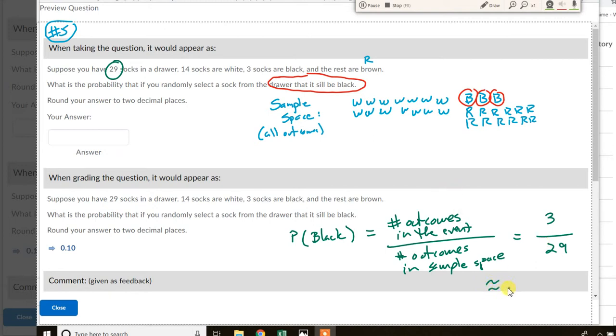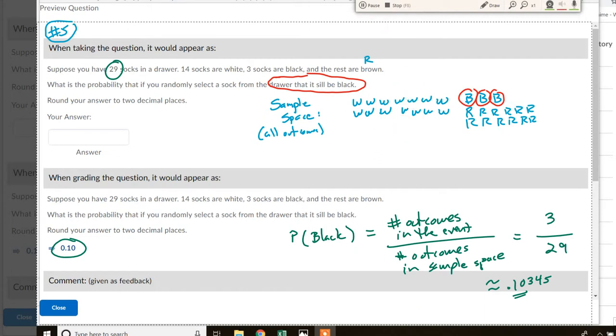If you round 0.103, 10345, like that. But to 2 decimal places, it'd just be 0.10. That's where they're getting this from. Okay, and that's it. Same concept. Cool. All right, that was number 5.